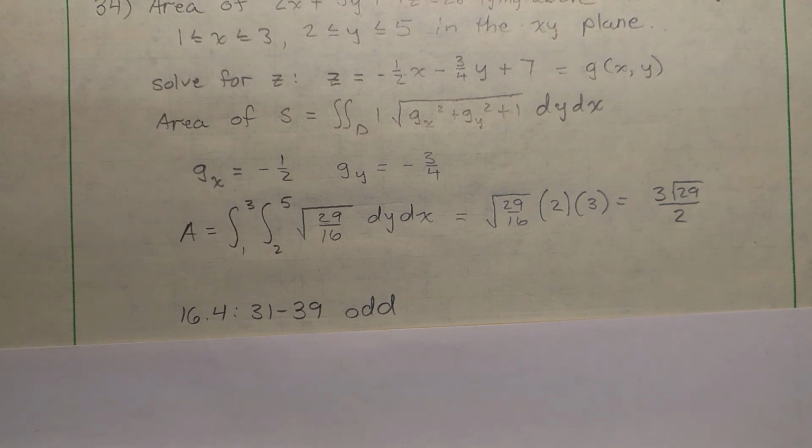Okay, here are your problems. 16.4, 31 through 39, odd. And this will finish out 16.4, and tomorrow we will begin on 16.5, our last section of chapter 16.